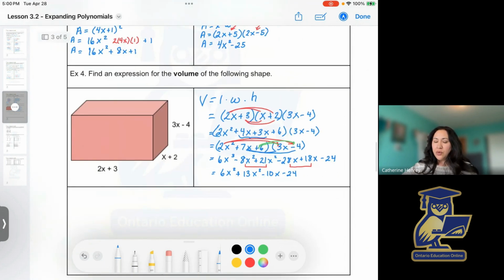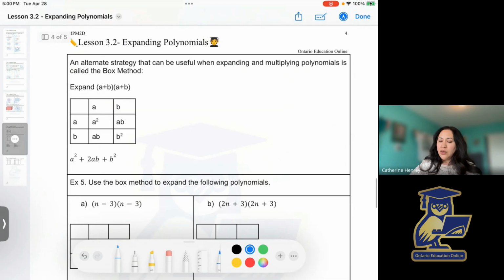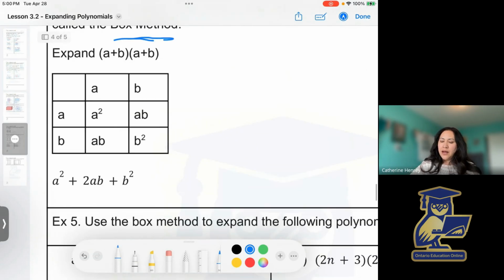All right, I just want to show you one more thing because some of us are visual learners, and we have an alternate strategy that we call the box method. So let's see how that works. If I expand a plus b and a plus b, I can split the first binomial and put those terms in the top, and then do the same along the side. And then I go down the first column and the first row. I'll get a times a is a squared, a times b is ab, b times a is ab, and then b times b is b squared.